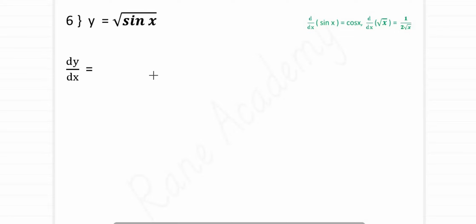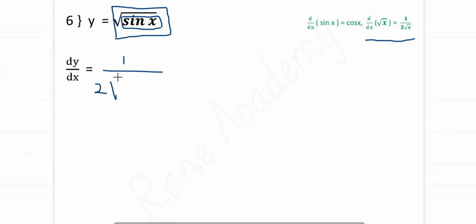Question number 6, y is equal to under root sine x. Now it is comparable with root x. The derivative of root x is 1 upon 2 root x. So the outermost function is root sine x, and inside that we have an inner function, that is sine x. So derivative of root x is 1 upon 2 root x. So similarly derivative of under root of sine x will be 1 upon 2 under root of sine x.